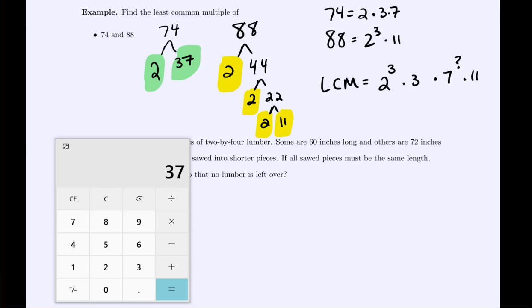Oh, and sorry, one second, that is 37, not 3 times 7. So that should be 37. I was just writing that incorrectly. Okay, so that's the number 37. That occurs once, and 11 only occurs one time, so we've got that to the first power. So this is our least common multiple, and if we wanted to find its value, we could type in the expression that we got here. And the least common multiple is 3,256.